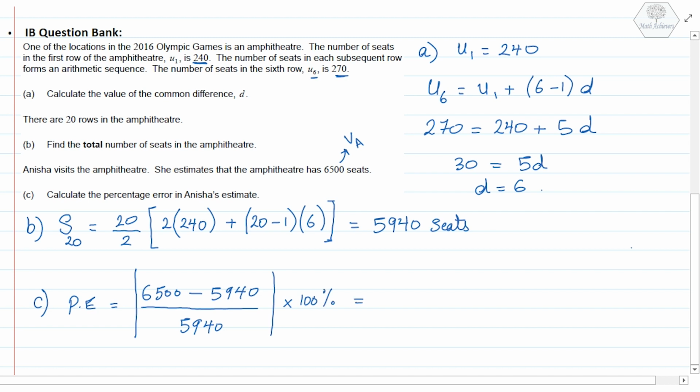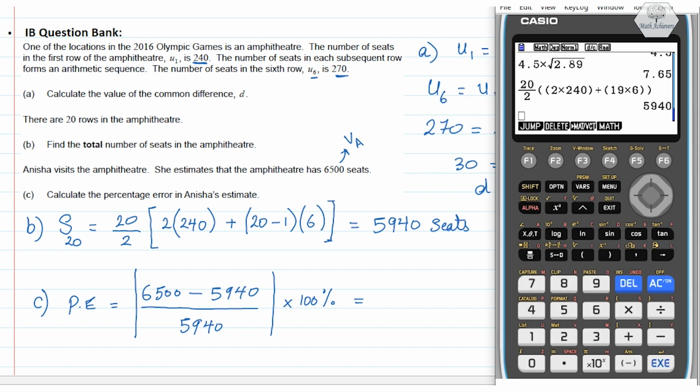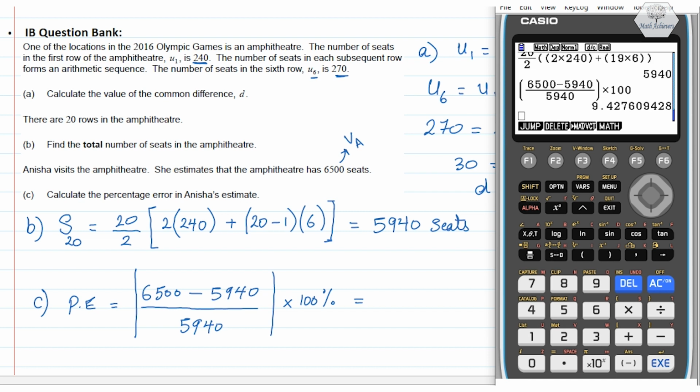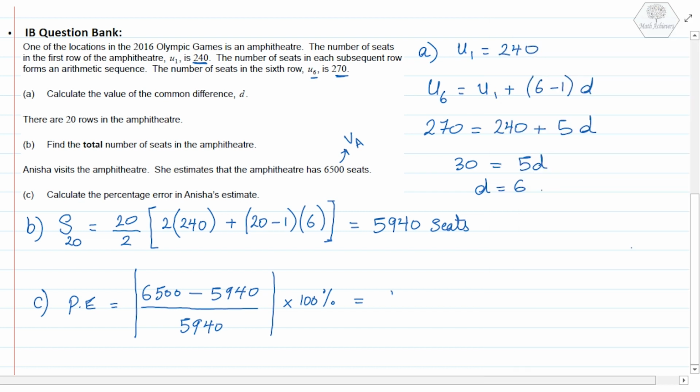So this is equal to, I need to use my graphical display calculator as well. I have inside the bracket 6,500 minus 5,940, all of it divided by 5,940, and I multiply this value by 100. So the percentage error is 9.43%.